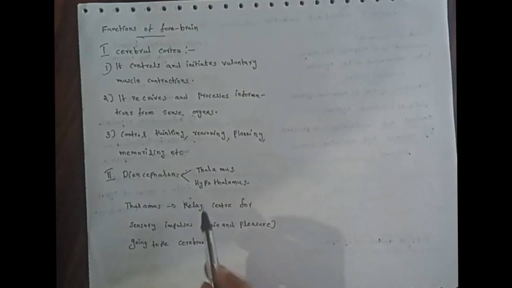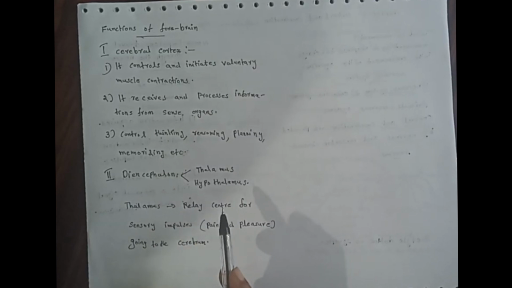Next, the function of the second part of the diencephalon, that is hypothalamus. Hypothalamus: coordinates muscular activities. It controls motivated behavior such as eating, drinking and sex. The hypothalamus controls motivated behaviors.